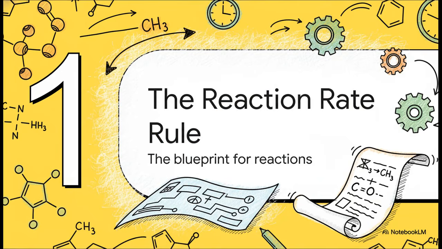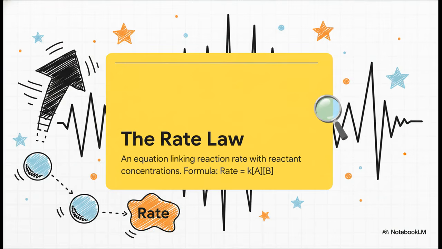Okay, so where do we find this rule book? It all starts with what's called the reaction rate rule. Think of this as the fundamental blueprint for a reaction. It's what tells us exactly how the amount of stuff we put in, the concentration, is tied to how fast that reaction will go. And here it is. This is the rate law, and honestly, it's the key to this whole thing. It looks a little mathy, but it's simple. It just says the rate is equal to some constant K.